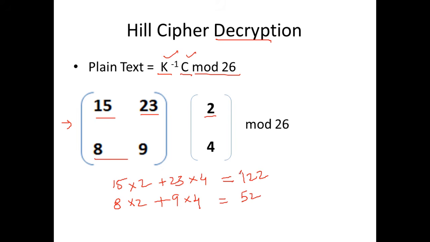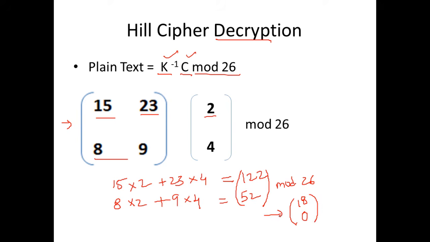So once you have found these two numbers, this vector, you have to perform a mod 26. So what is 122 mod 26? The remainder is 18. 52 mod 26, 26 into 2 is 52, so the remainder is 0.